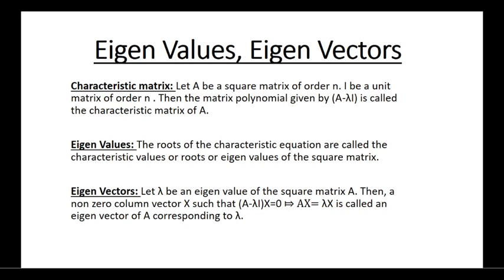Let lambda be an eigenvalue of the square matrix A, then a non-zero column matrix X satisfying (A minus lambda I) X is equal to 0, which gives AX is equal to lambda X, is called an eigenvector of A corresponding to lambda. So to find the eigenvectors, we should use the condition AX is equal to lambda X.